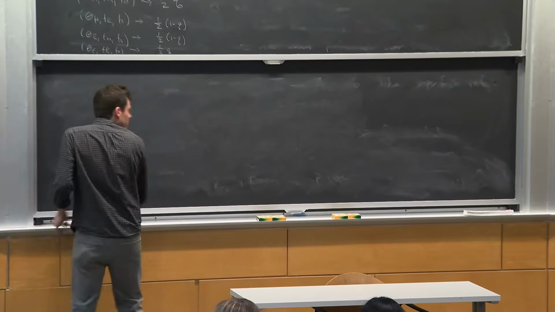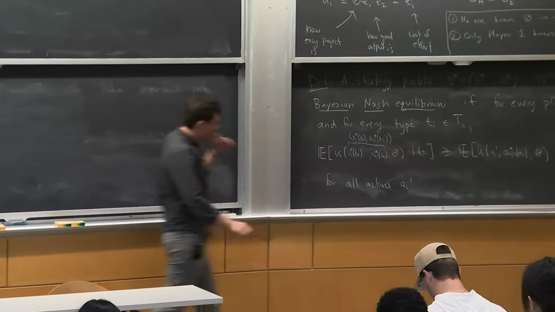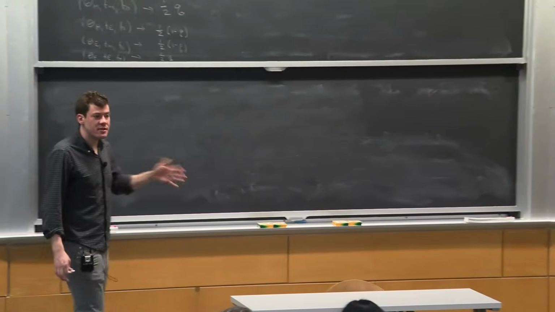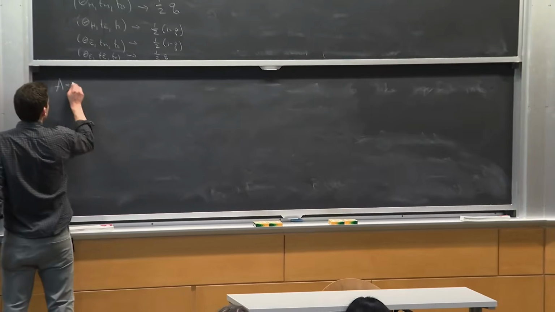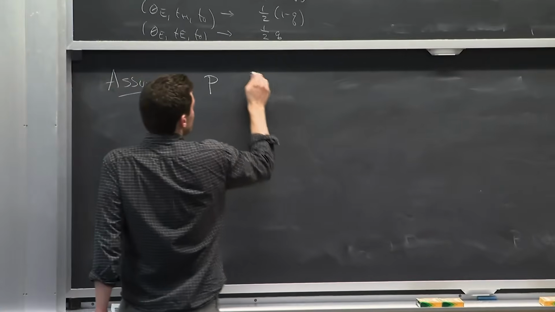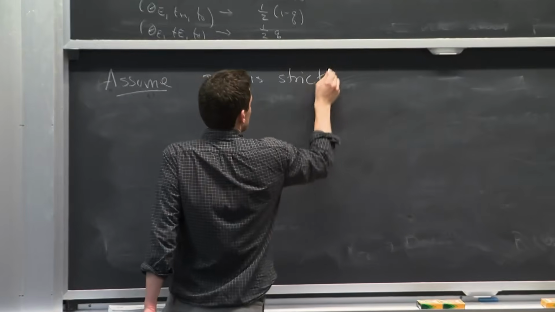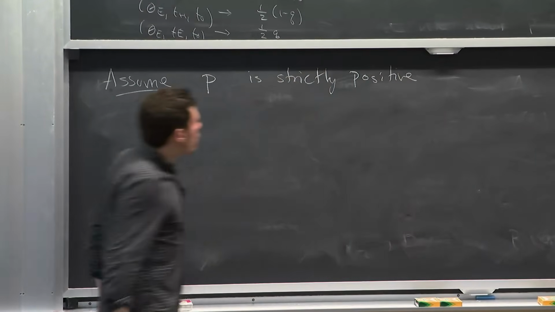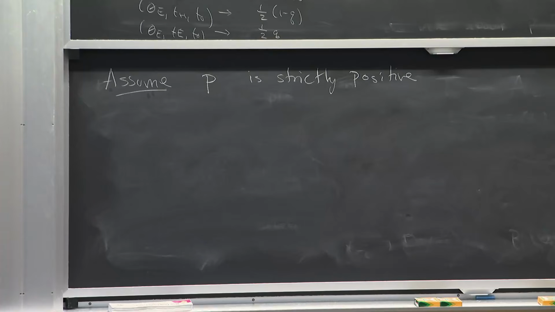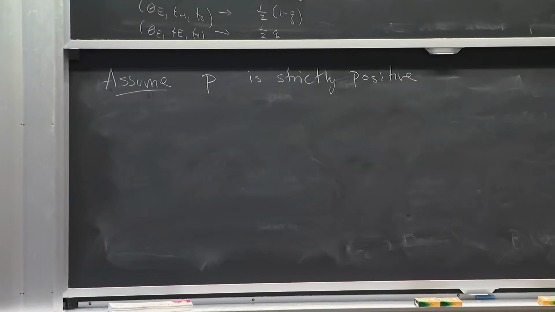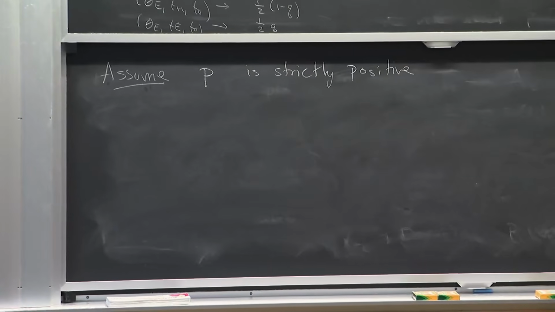Actually, one thing I should have said before. When we're computing these conditional expectations, you get into some weird issues when you condition on zero probability events. So what I've assumed throughout, and I should have said it before, is that this distribution P is strictly positive. So it assigns positive probability to every combination of states and types.